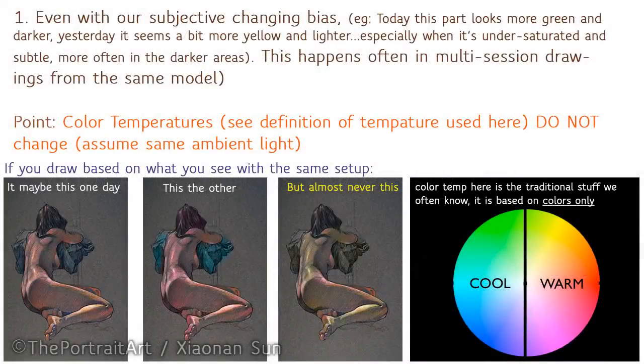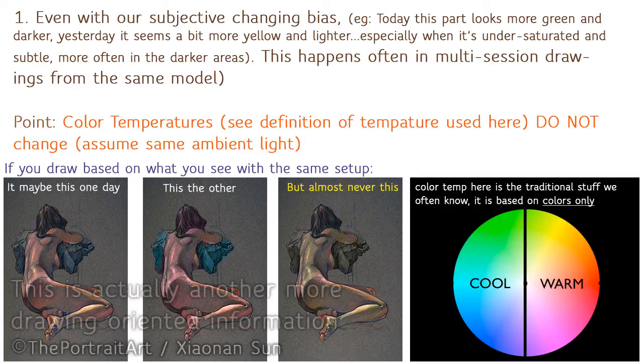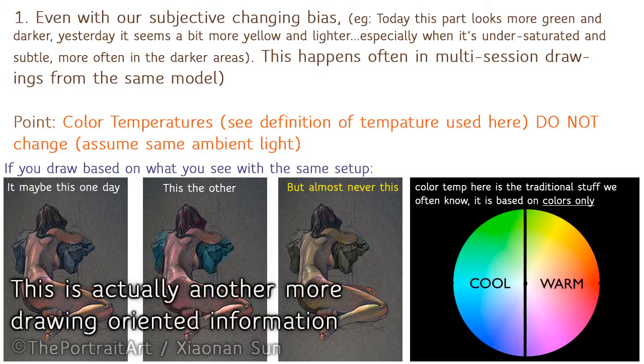One, colors generally do not change temperature under the same ambient light. This is a fairly straightforward idea. Temperature means cool or warm. Green, blue, gray, they are cool colors. Red, orange, pink, warm colors. This you can look up fairly easily, and I think most people know this already. Gray is neutral, but generally is classified as a cool color.